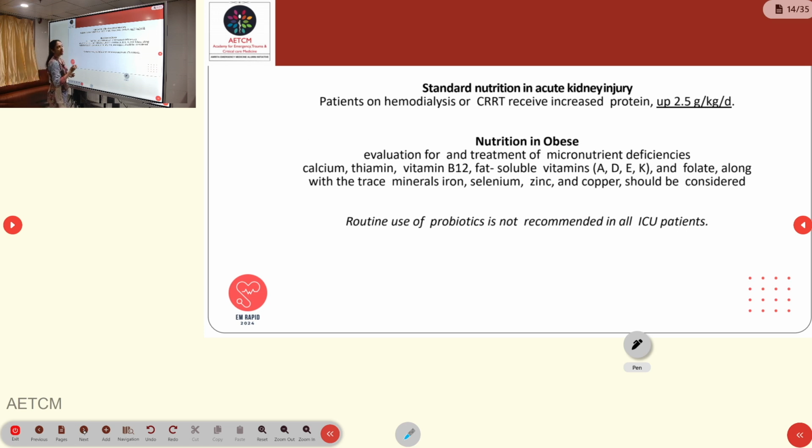And in case of acute kidney injury patients, we should increase the protein requirement for them. So they can be given proteins up to 2.5 gram per kg per day. And in case of obese patients, as we told, we should evaluate for micronutrient deficiencies: calcium, thiamine, B12 and fat soluble vitamins, folate and trace elements like iron, selenium, zinc, copper should also be considered. Usually routine use of probiotics is not recommended in ICU.